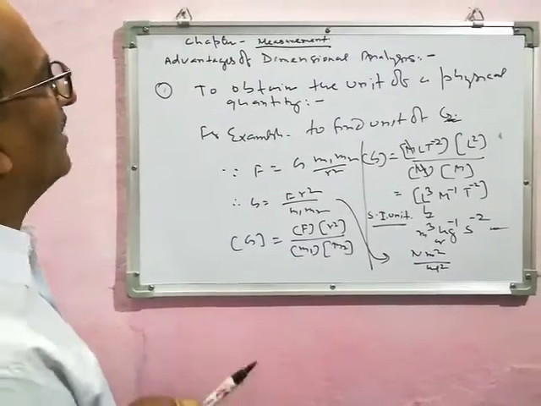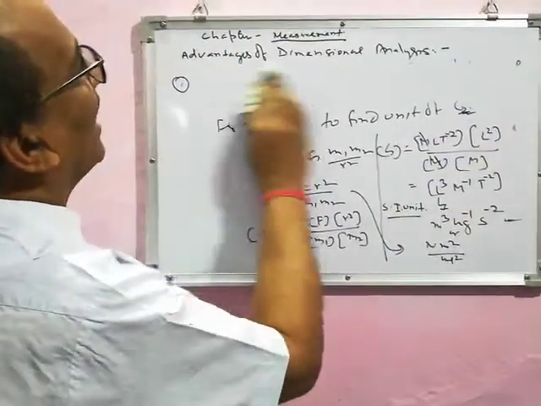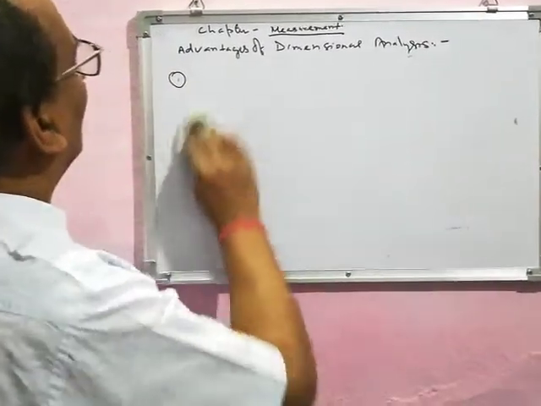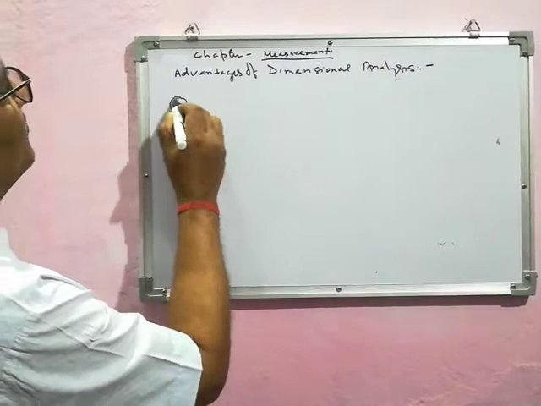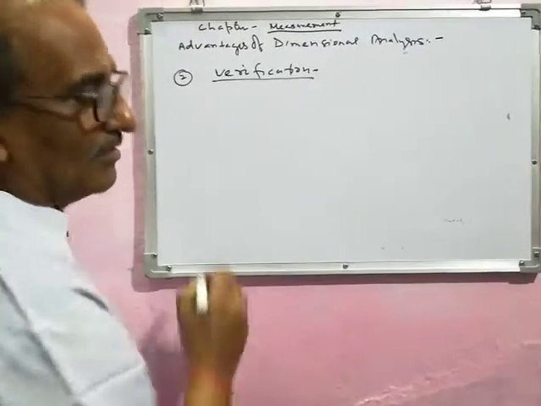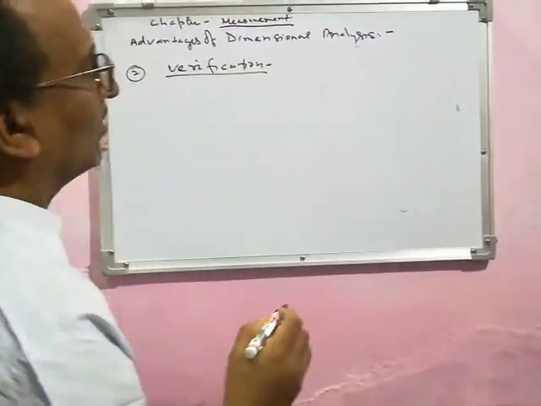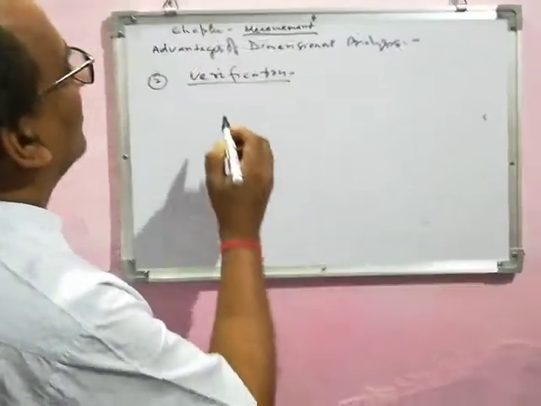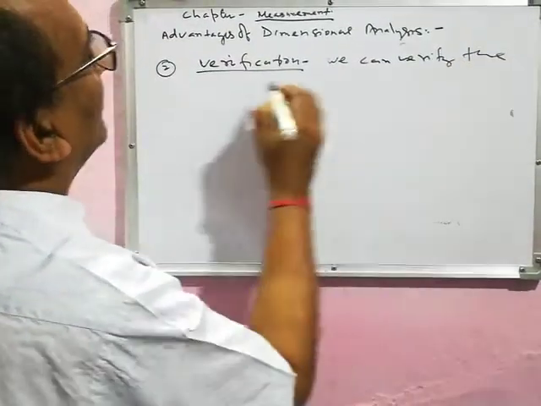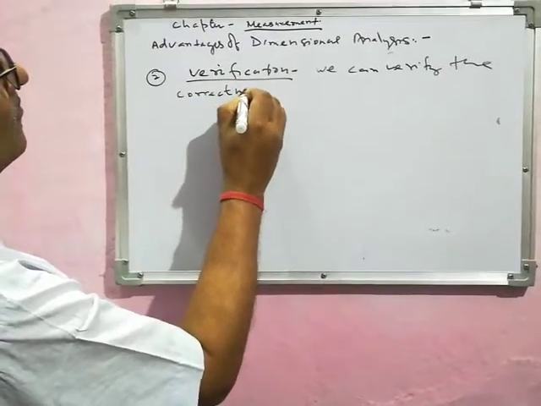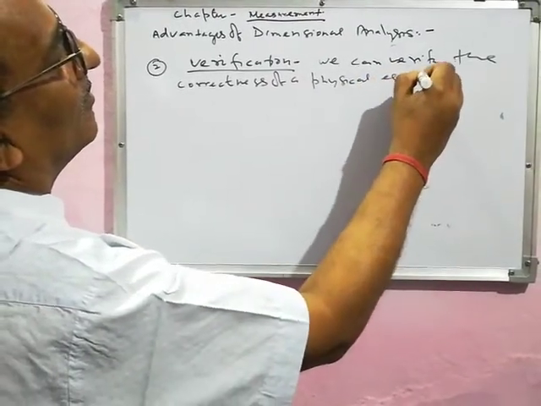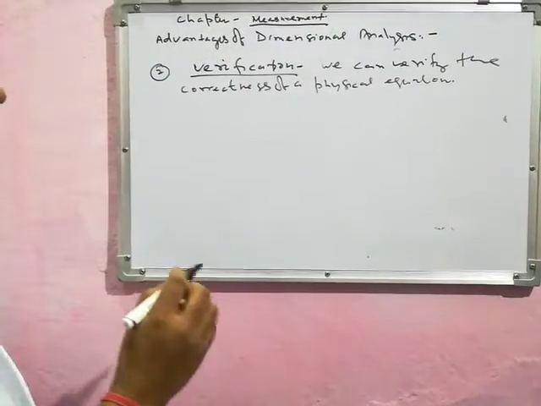Now let us learn the second advantage, which is to verify the correctness of a physical expression, that is verification. You can easily verify whether the given equation is correct or not using dimensional analysis. We can verify the correctness of a physical equation. So let us see how we can verify it.